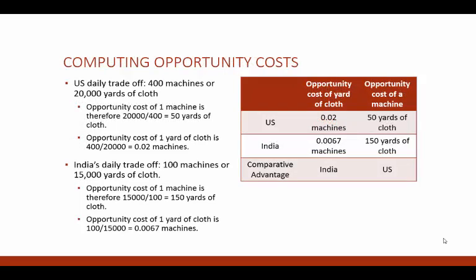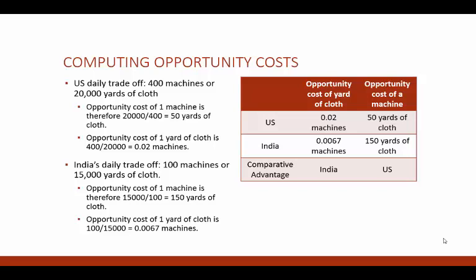Our first step is to compute opportunity costs associated with producing each good. In the United States, over a day, production of 400 machines means giving up 20,000 yards of cloth which could otherwise have been produced that day with the same labor resources. So the opportunity cost at a unit level of one machine is 50 yards of cloth. Analogously, the opportunity cost of a yard of cloth is 0.02 machines.